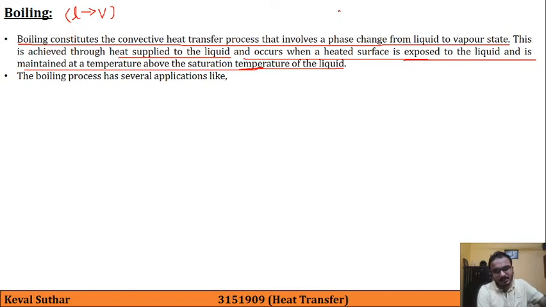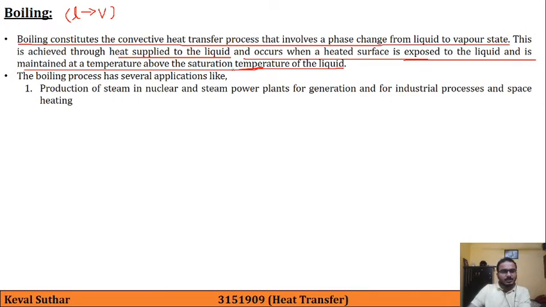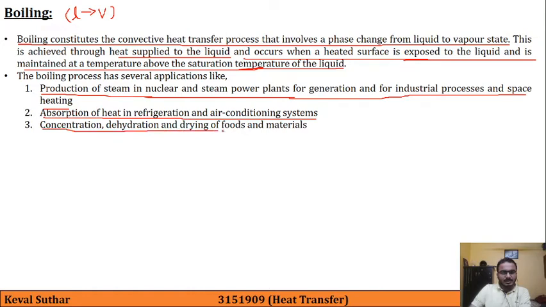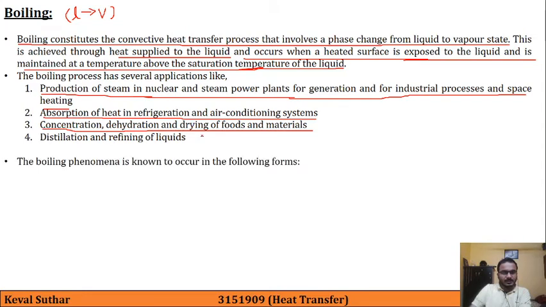The boiling process has several applications. First, production of steam in the nuclear and steam power plants, for power generation and industrial applications, and for space heating. Second is absorption of heat in the refrigeration and air conditioning systems. Third is concentration, dehydration and drying of foods and materials. Fourth is distillation and refining of liquids.